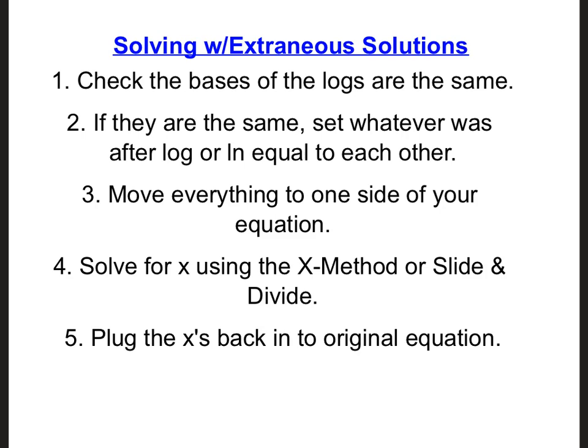You have 5 steps when you're solving with extraneous solutions. The first part is very similar to what we did last week. So check the bases of the logs. Check to see if the bases of the logs are the same. If they're the same, set whatever was after the log or natural log equal to each other. Then you move everything to one side of your equation. You're going to solve for x using the x method or slide and divide. So essentially you're going to have to factor.